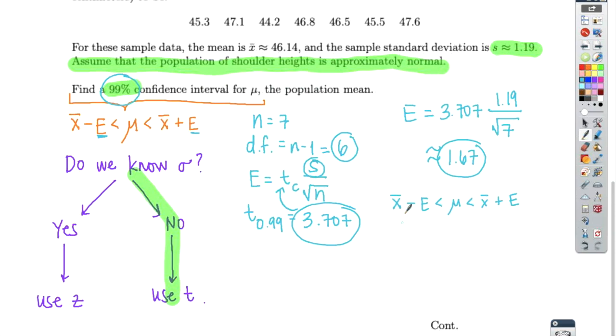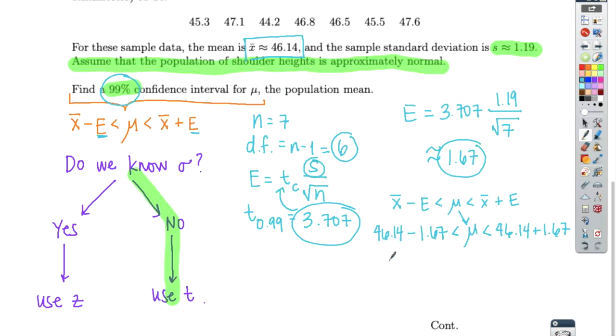Okay, so everywhere I see an x bar, that's the sample mean. I'm given 46.14, minus the error is 1.67. And then I've got mu. Remember, mu always just stays mu. You don't plug in anything for mu ever. 46.14 right there again for the sample mean, and plus 1.67 for the error. And then I'll just clean this up for my final answer.